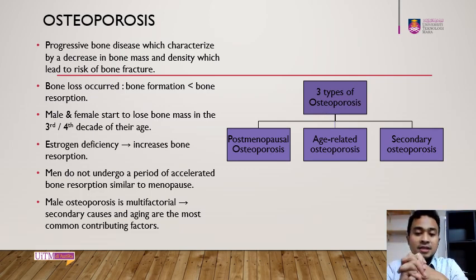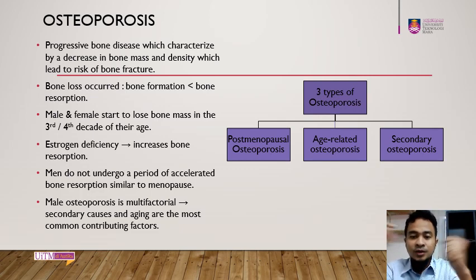Number one is postmenopausal osteoporosis. Second is age-related osteoporosis, and lastly is secondary osteoporosis. The first, postmenopausal osteoporosis, mainly refers to females, who encounter this type of disease after they reach menopause. The second, age-related osteoporosis, applies to both genders, male and female, due to a certain age.